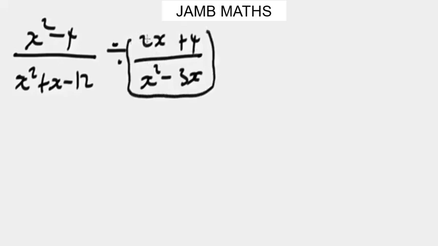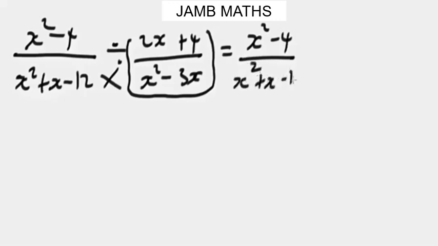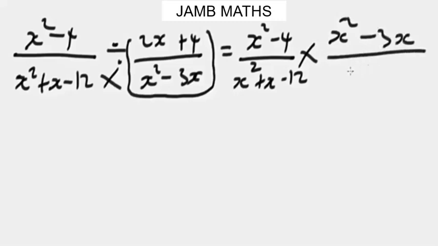Remember, we have done this kind of stuff in one of the videos I have created or recorded, on how to divide fractions. To invert, this division sign, we change it to a multiplication sign. Once you do it, you're going to have x squared minus 4 over x squared plus x minus 12 times, and when you invert it, this one down will go up, this one up will go down. You're going to have times x squared minus 3x all over 2x plus 4.